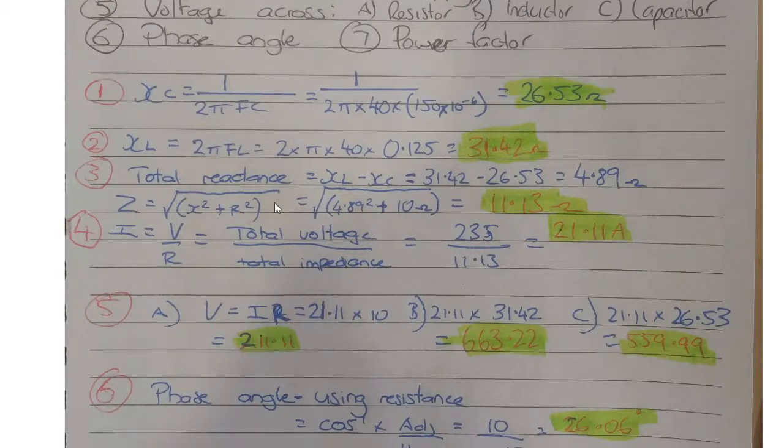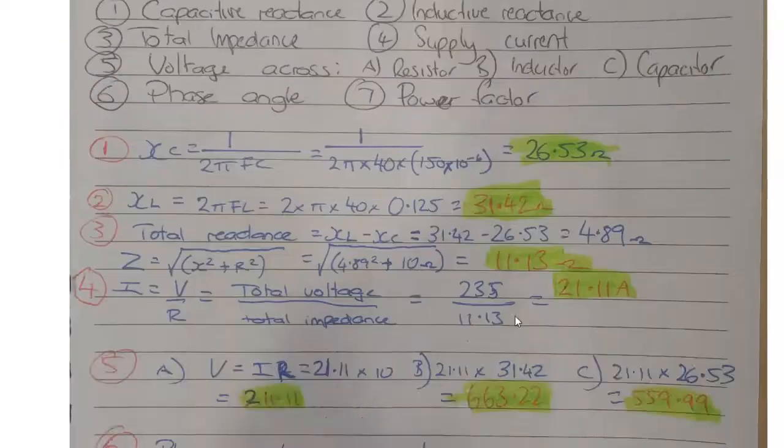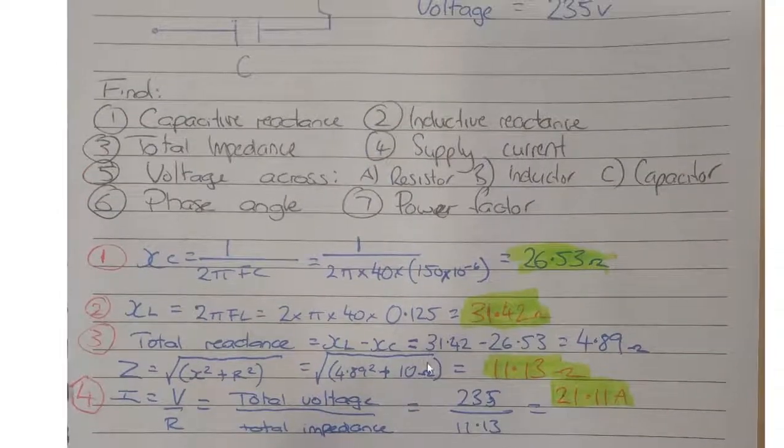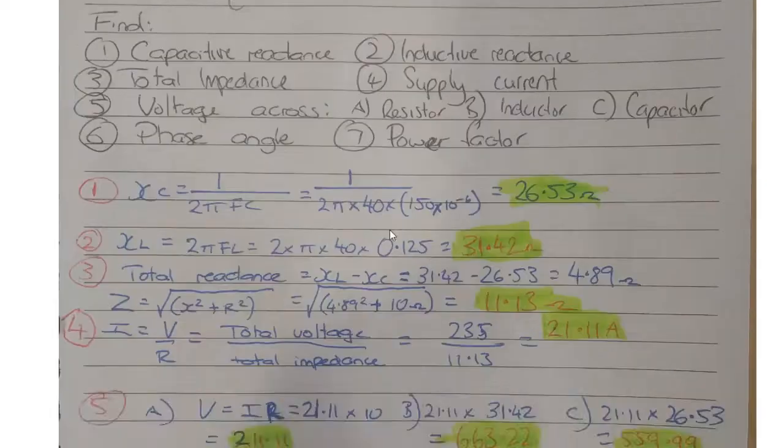So I substitute into this formula here, Z equals the square root of X squared plus R squared. So I put a square root of 4.89 squared plus 10 squared. I haven't put the square on there, my mistake. I've missed out a little square, but that should be squared there. So 4.89 squared plus 10 squared equals 11.13 ohms. That's my total impedance.